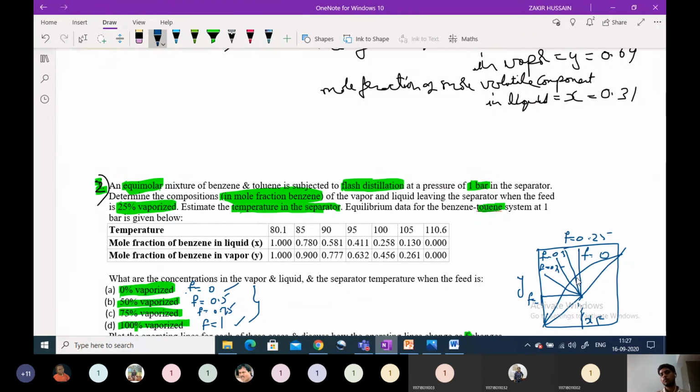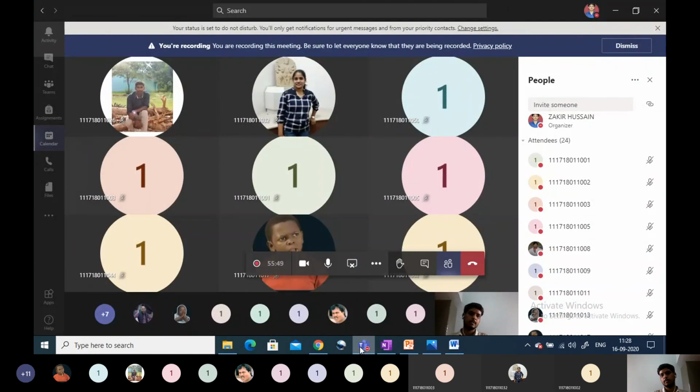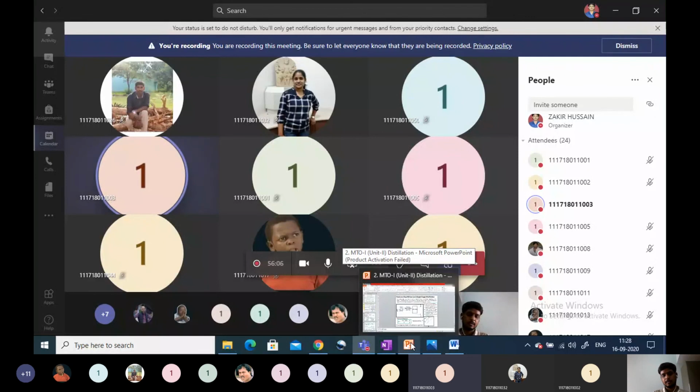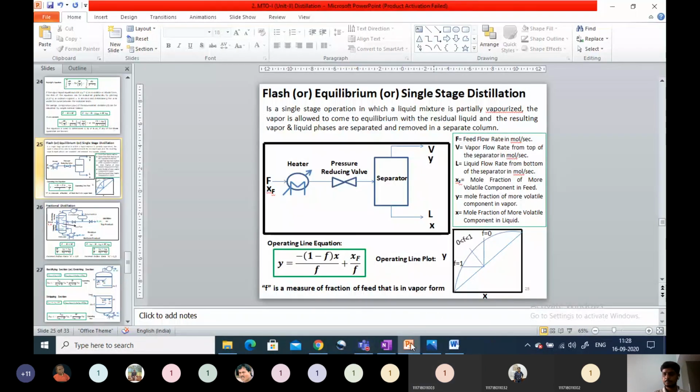If you draw this on your own and practice it once, then in the next McCabe-Thiele method in unit 3, it will be very easy to draw the points. I hope you understood. If you have any doubt, just contact me or ask me now. Is it okay? Anybody please respond. Okay, sir.